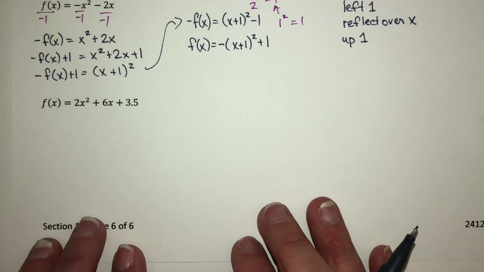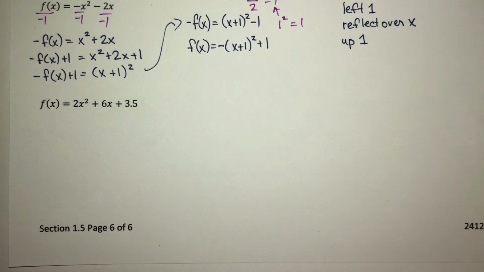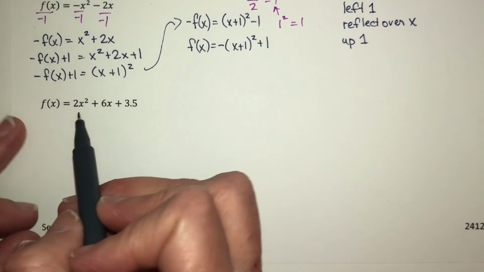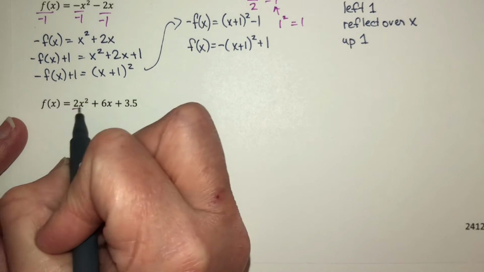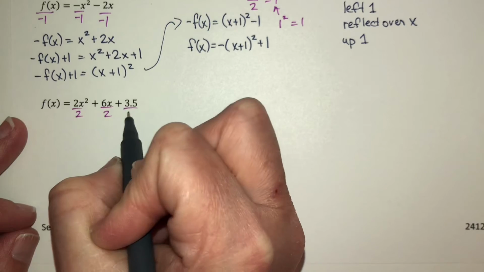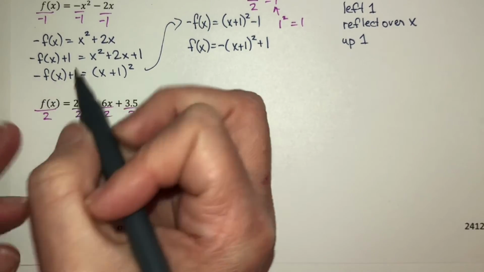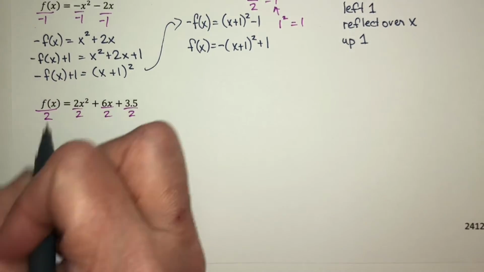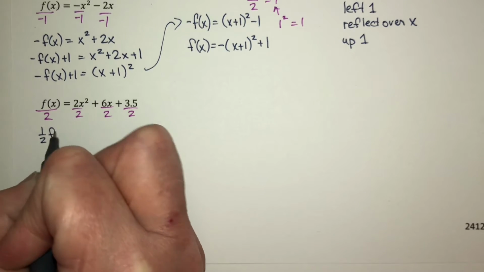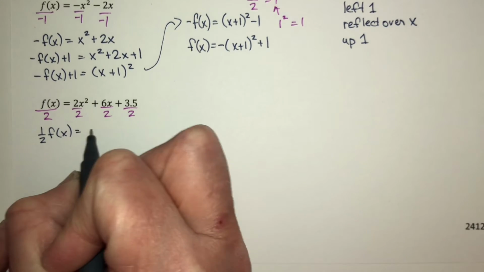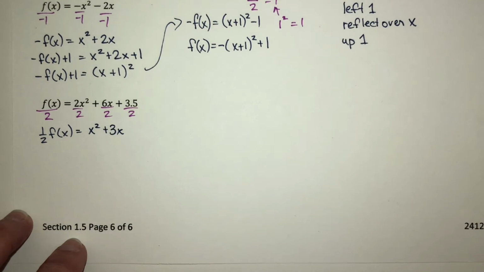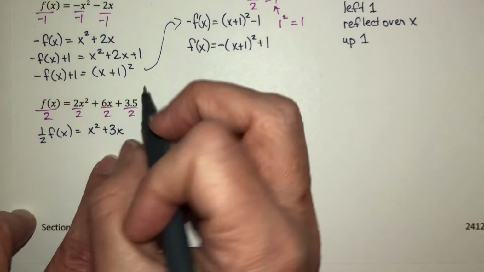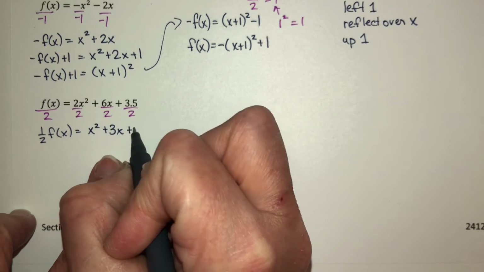Okay, now we're going to do the same thing here. Our numbers are going to be uglier, but don't let that scare you, okay? If I'm going to complete the square, I don't want a number in front of my square term. So I'm going to divide everything by a 2. Yes, we're going to have some ugly numbers here. Okay, so what I have right here is 1/2 f of x is equal to x squared plus 3x, and 3.5 divided by 2 is 1.75.